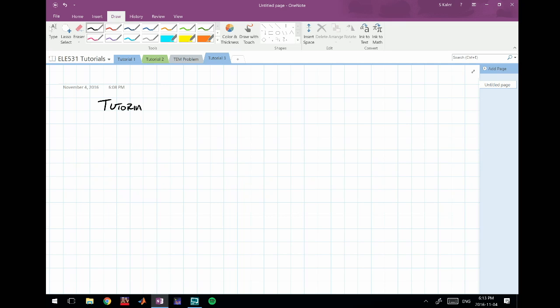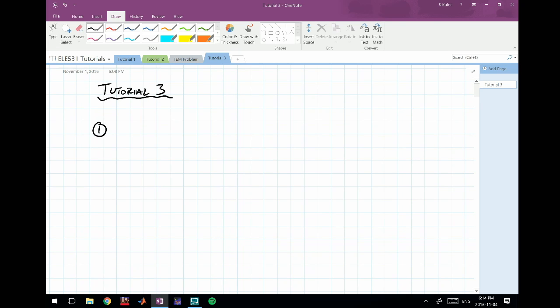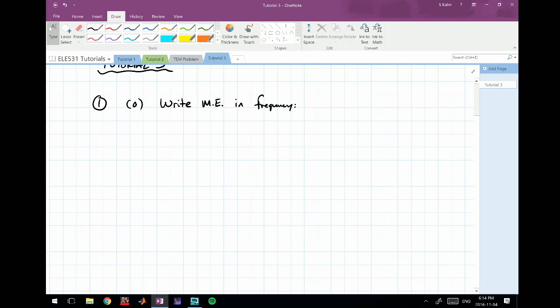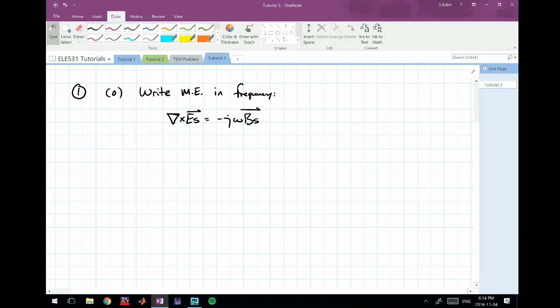So we have tutorial 3. So question 1A says write ME, abbreviating Maxwell's equations, in frequency. Okay, I mean everyone should be able to do this by now, I should hope. But we'll do it anyways, just because when he starts in lecture, he usually starts from here. And if you can do this, it's definitely worth marks. So, you know, we need all the marks we can get.